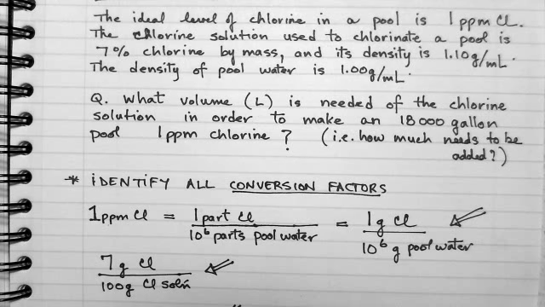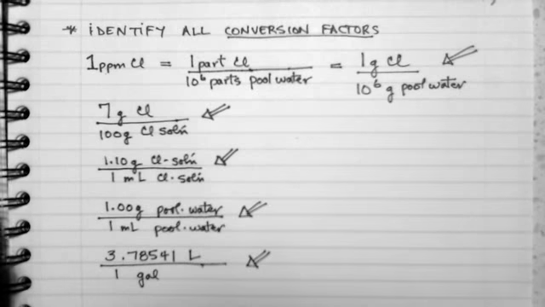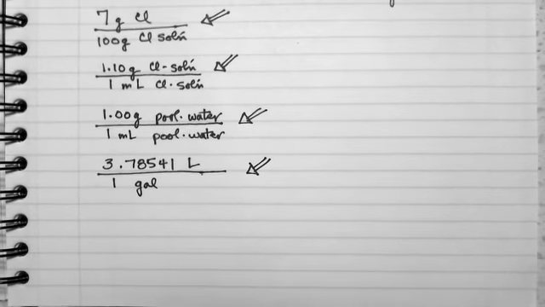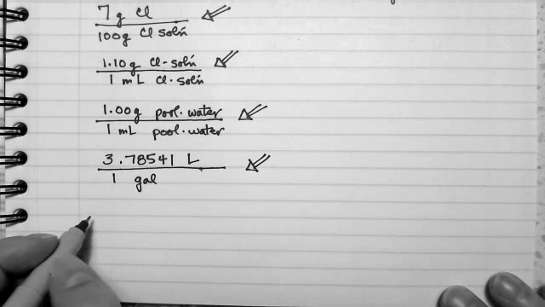So where would you start your big line? I think I would start with the pool water. So we'd start with 18,000 gallons of pool water and convert all the way to a volume of chlorine solution that's needed. Okay, so conversion pathway, let's put this down. We'll just sketch it out and then I'll let you do the problem.